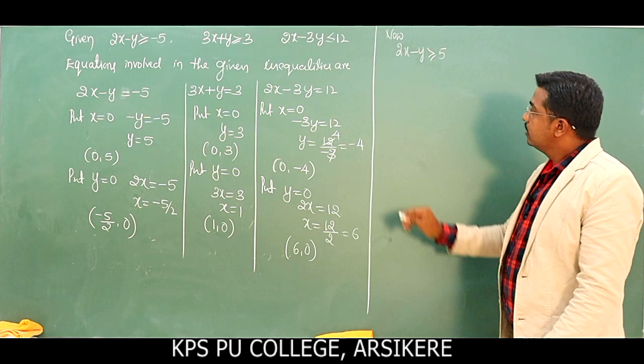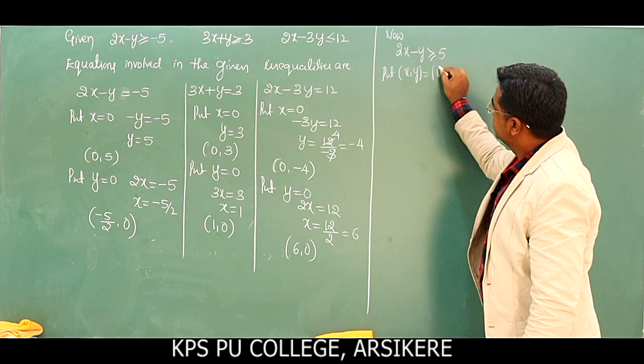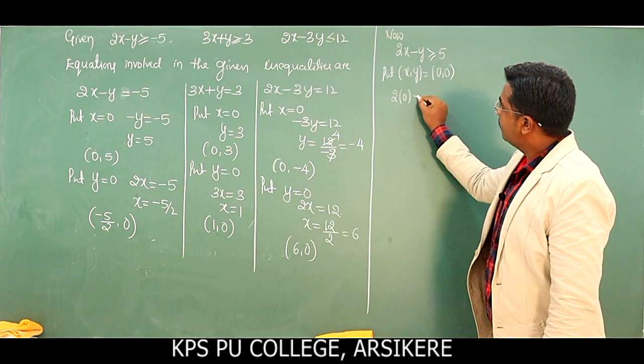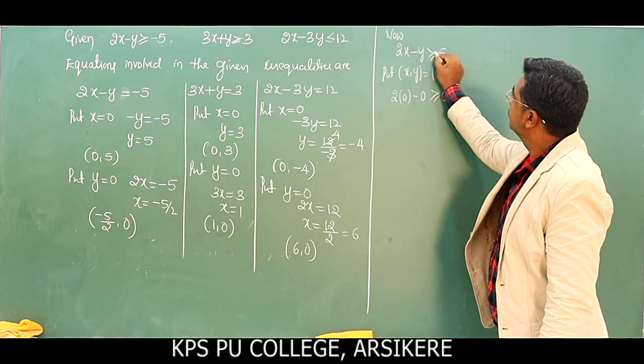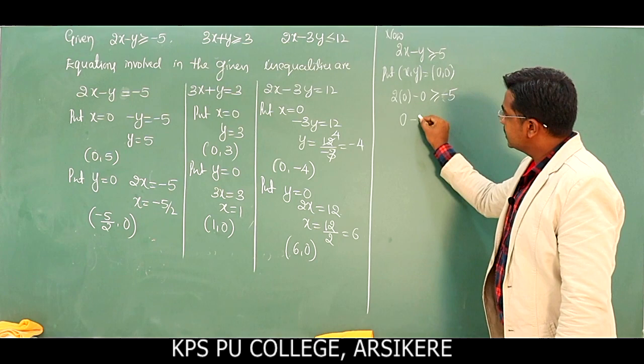Simultaneously put x is equal to 0 and y is equal to 0. Put x comma y is equal to 0 comma 0. So 2 into 0 minus 0 greater than or equal to minus 5. 2 into 0 is 0, minus 0, greater than or equal to minus 5.